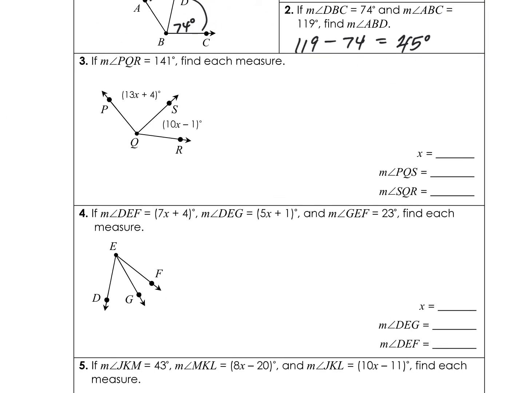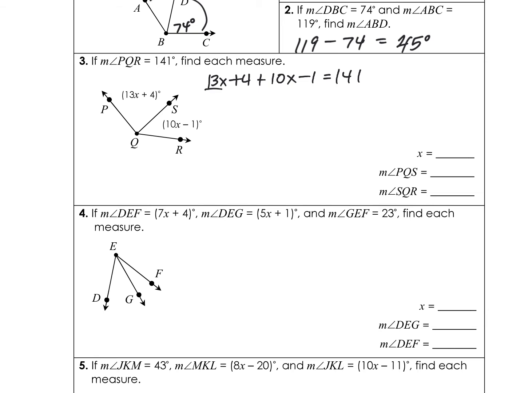Number 3, if the measure of angle PQR is equal to 141 degrees, find each measure. All right, so we have a little algebra to do here. We're going to be solving an equation for x and then substituting x into the expression for PQS and then into the expression for SQR to find each angle measure. So we can say, based on the angle addition postulate, that 13x plus 4 plus 10x minus 1 is equal to 141.